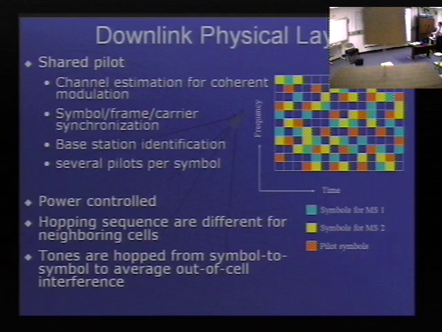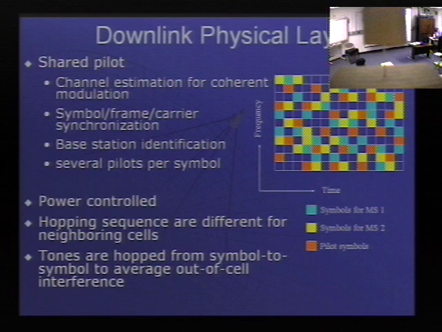Now, look at the downlink design. For the downlink design, we're using the shared pilot. You have a pilot which tells the channel estimation for coherent modulation. The downlink uses coherent modulation, and the pilot also tells the synchronization information and base station identification. Based on different pilots, you can know which base station it corresponds to. The red one is the pilot symbol, the blue one is a symbol for mobile user number 1, and the yellow one is for mobile user number 2. Since it keeps jumping around, each jump follows this RNS rule.